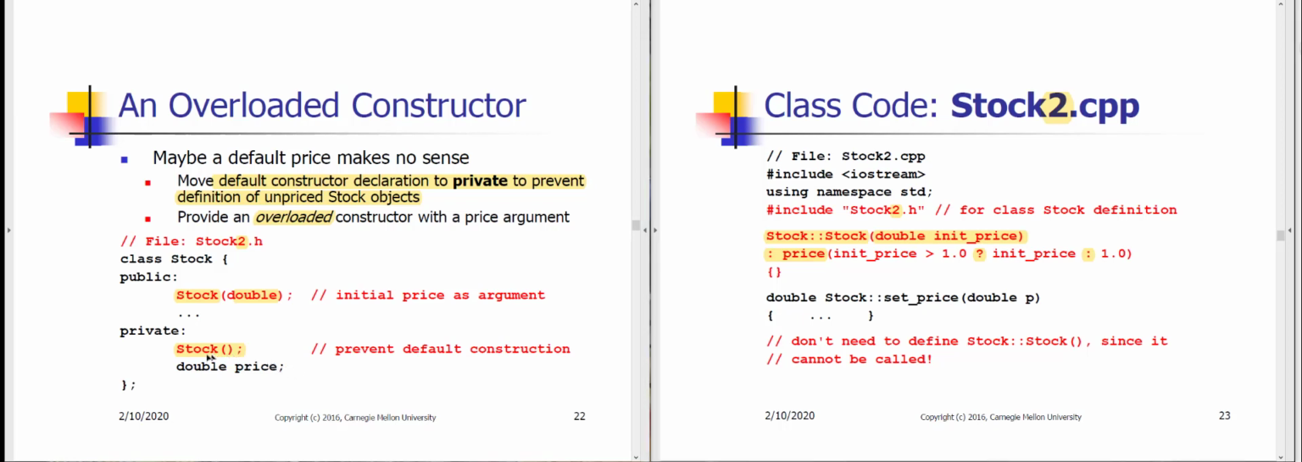Since we have declared the stock default constructor to be private, it turns out that we don't any longer even have to define that function. That function cannot be called from an application anyway, so it turns out we don't even need to provide a definition for it. Here on slide 24 is our updated application program.